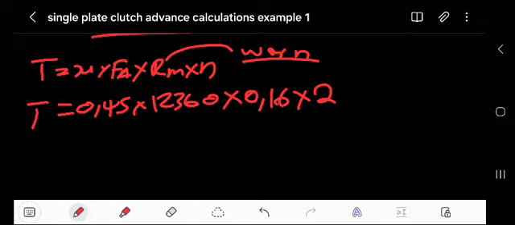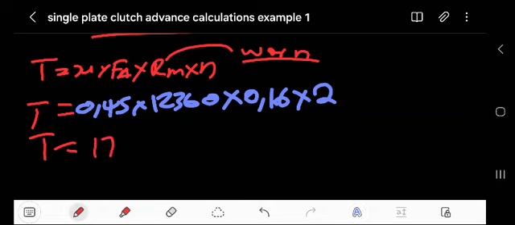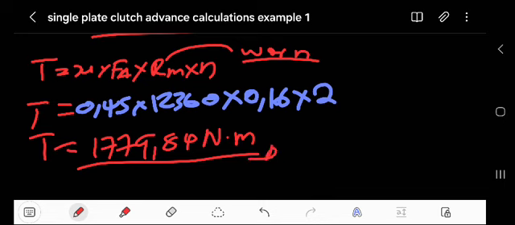If you punch this, our torque will be equal to 1779.84 Newton meter. Newton meter, not per. So this is what we have here for now, in Newton meters.